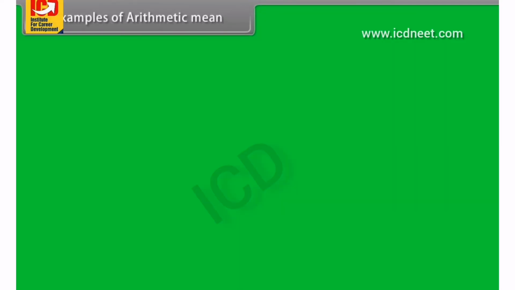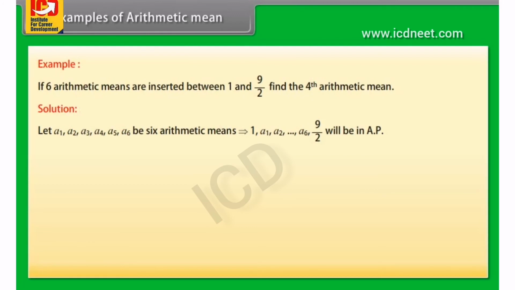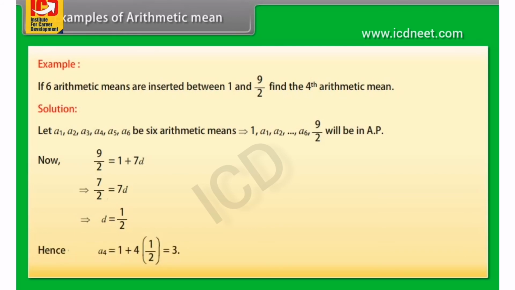Example of arithmetic mean. If 6 arithmetic means are inserted between 1 and 9 by 2, find the 4th arithmetic mean. Solution: let A1, A2, A3, A4, A5, A6 be 6 arithmetic means. It implies 1, A1, A2 up to A6, 9 by 2 will be in arithmetic progression. Now 9 by 2 is equal to 1 plus 7d. It implies 7 by 2 is equal to 7d. It implies d is equal to 1 by 2. Hence, A4 is equal to 1 plus 4 into 1 by 2, which is equal to 3.